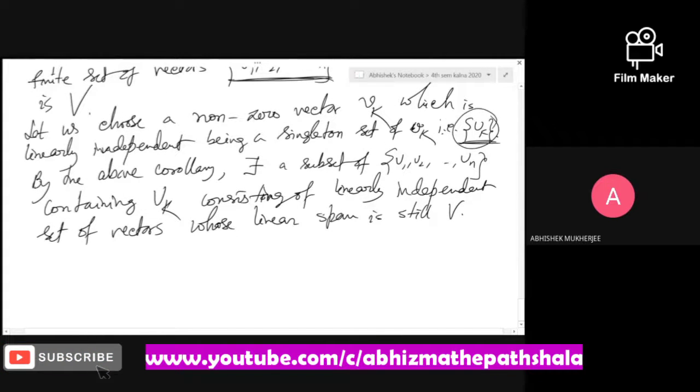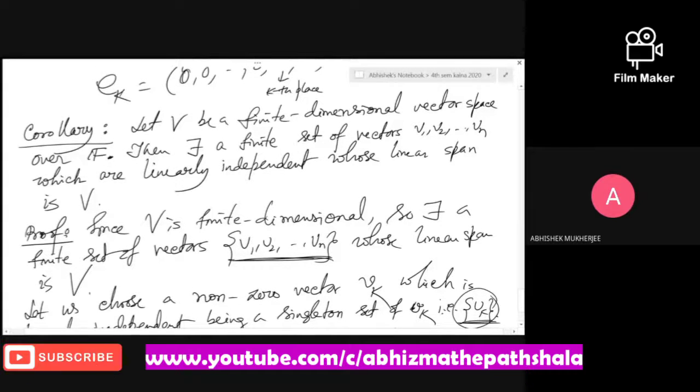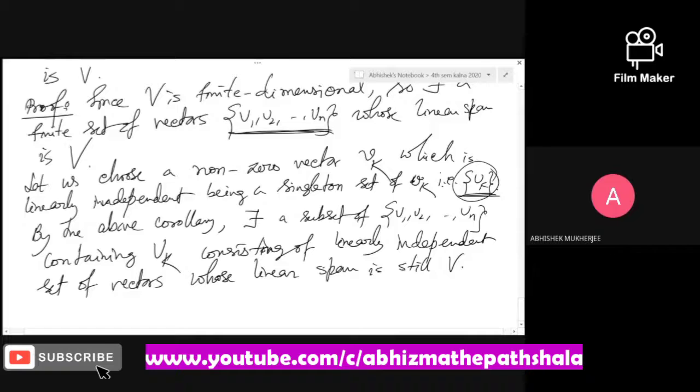So this corollary gives us an important notion. It says that if you consider a finite dimensional vector space over a field F, then there exists a finite set of vectors v1, v2, vn, which are linearly independent, whose linear span is the whole vector space V. So this idea provokes us to define a basis in a vector space. But I would like to discuss this notion of basis in a vector space in the next lecture.